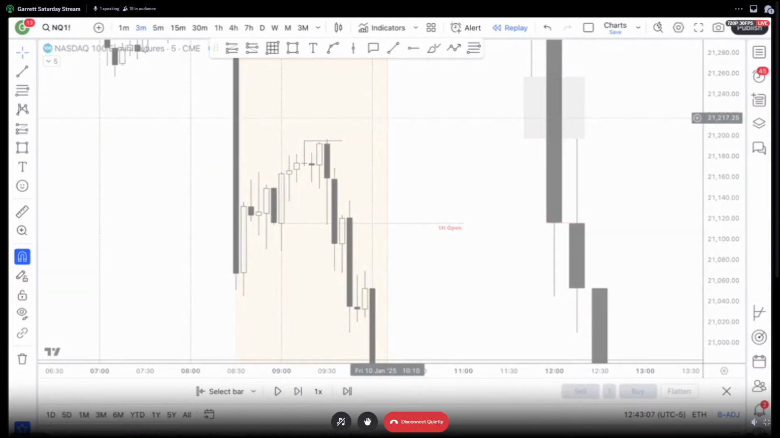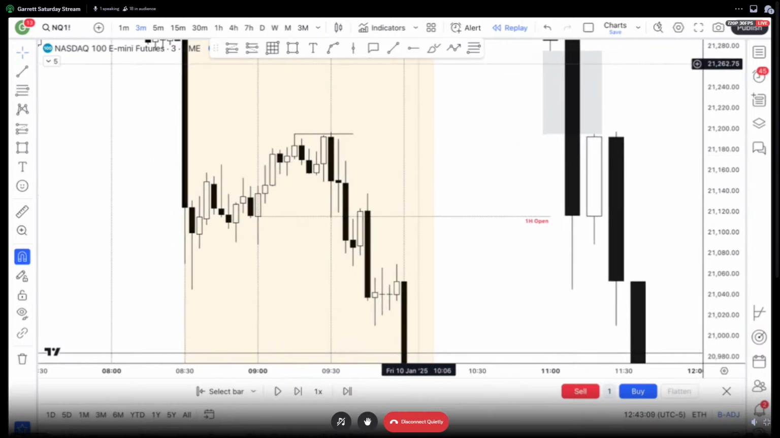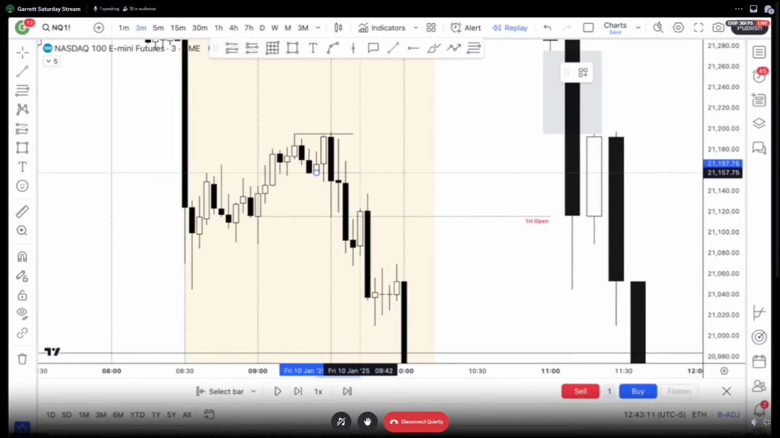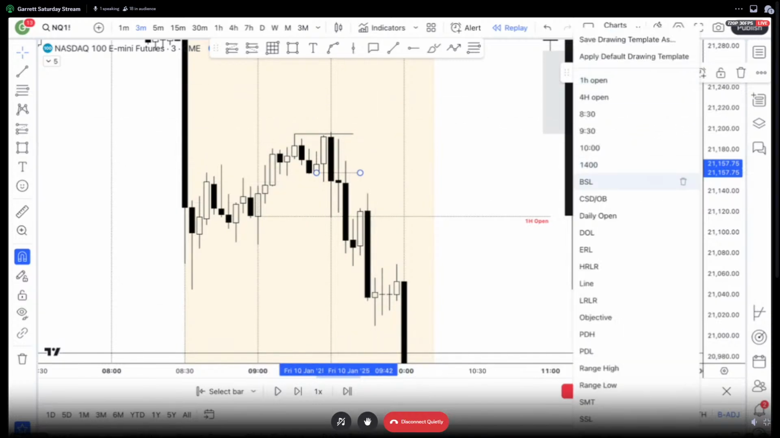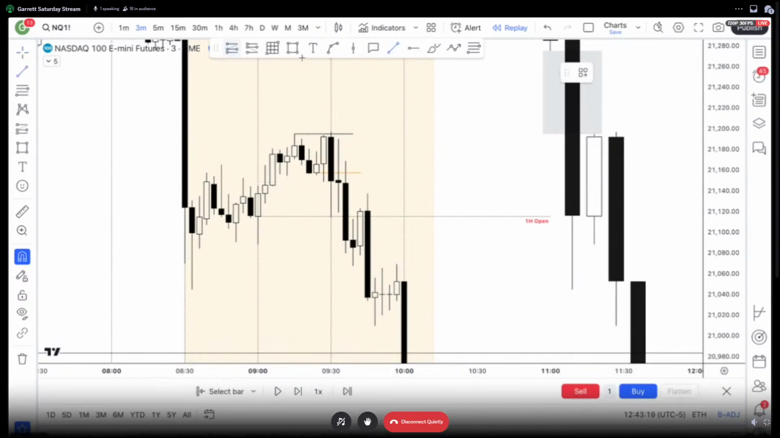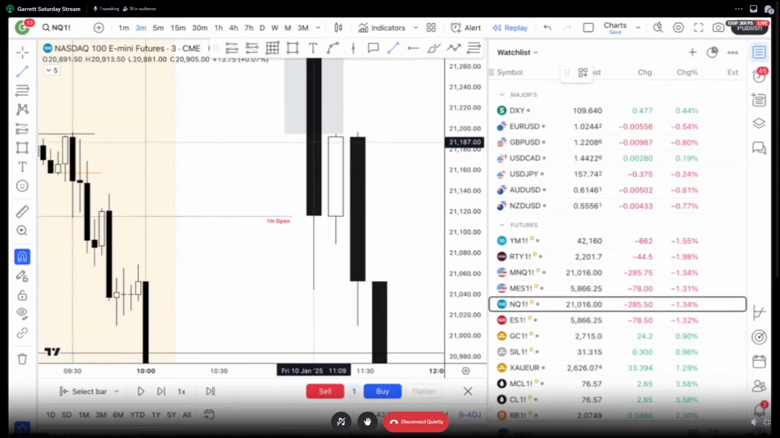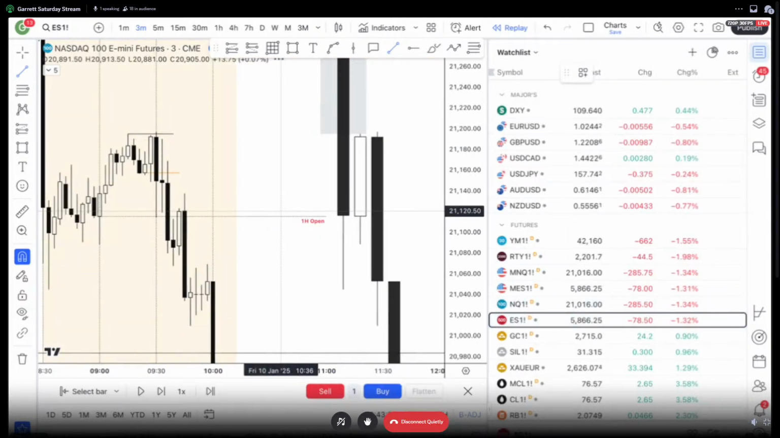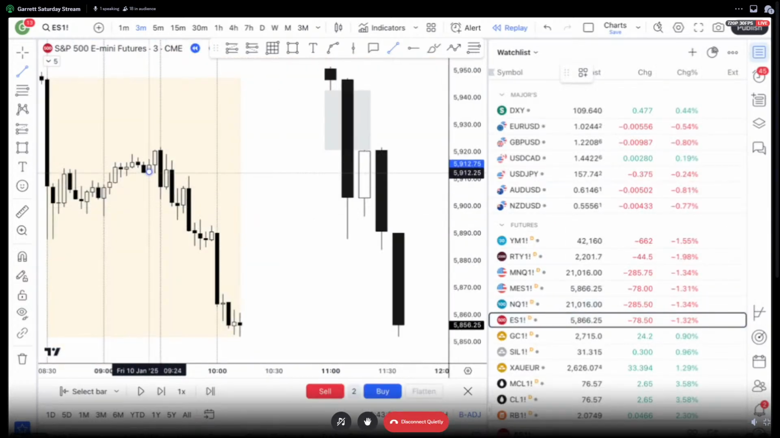If I go with the 3-minute here, it's a lot cleaner, right? So if 9:30 opens right here, we just manipulate this little high and we expand away. That's what we want to see, right? And on ES, we have nice propulsion blocks. If I show you here, just a bunch of propulsion blocks.